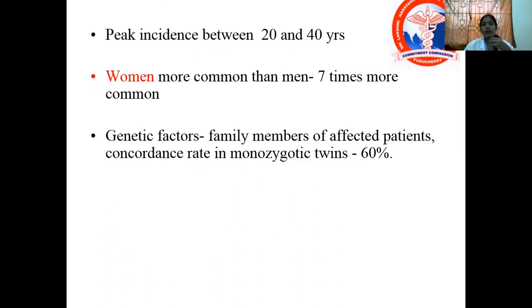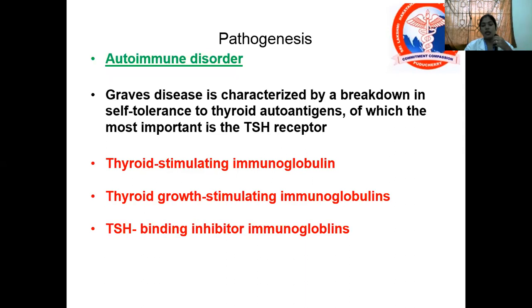The peak incidence of Graves' disease is between 20 and 40 years. Women are more commonly affected than men, that is, women are affected 7 times more commonly than men. Regarding the genetic factor, the family members of affected patients are more commonly affected, and the concordance rate in monozygotic twins is found to be about 60%.